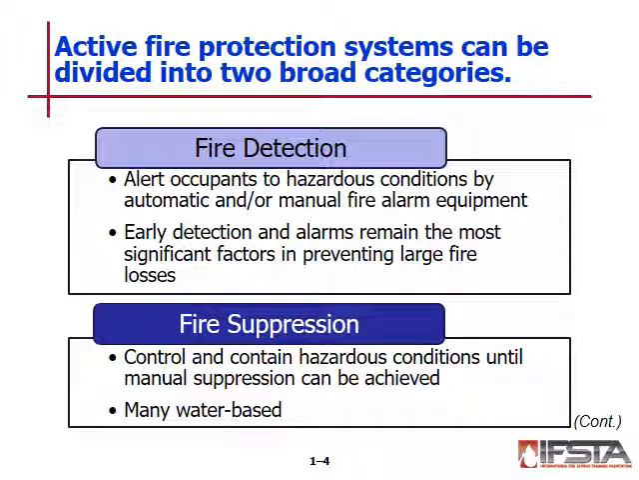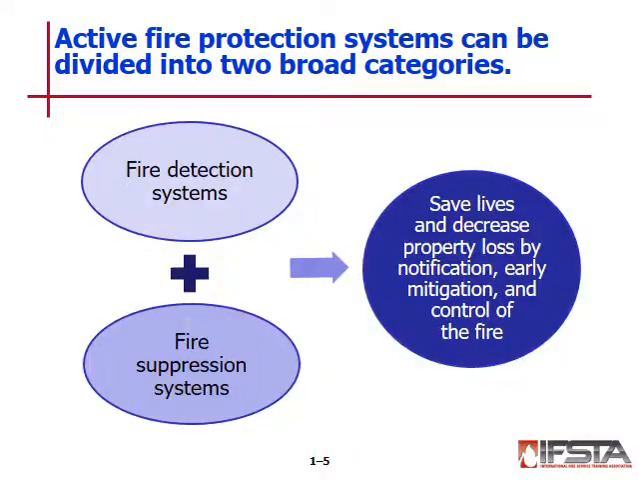Sprinkler systems are a great example of our active fire suppression systems. And when we combine our fire detection systems with our suppression systems, that equals saving lives and decreasing property loss by notification, early mitigation, and control of the fire.